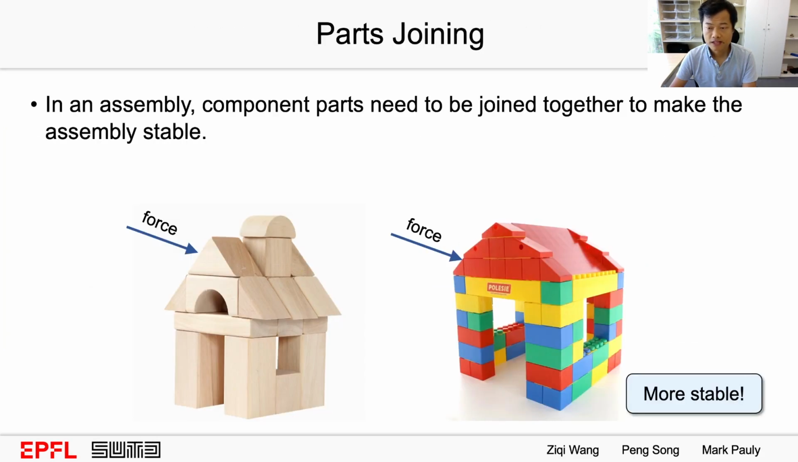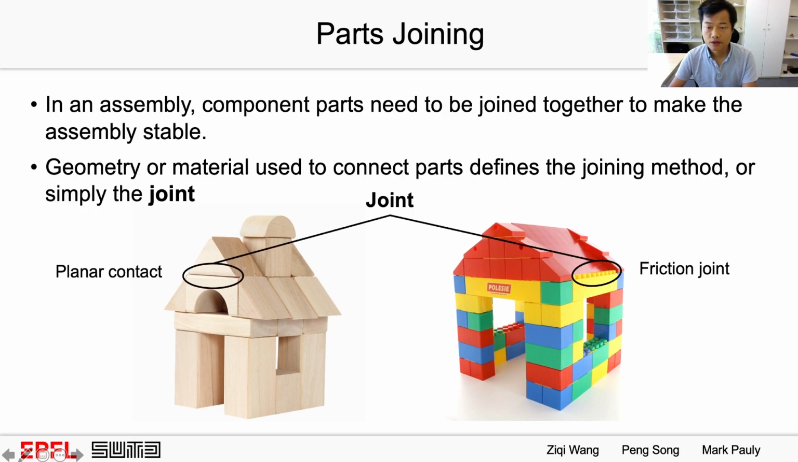It is common knowledge that parts in an assembly need to be joined together to make the parts stable. Compare these two house assemblies. The Lego house on the right is more stable than the wooden house on the left under external forces. But why? It is because they use different parts joining methods. In the wooden house, parts are simply connected by planar contacts, while parts in the Lego house are connected by frictional joints. We call this geometry or material used to connect parts joints.